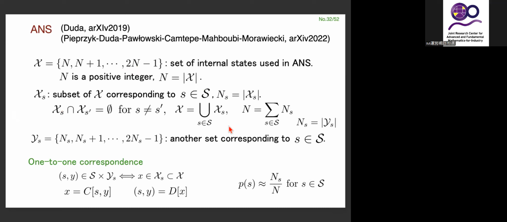And the union of all X_s is equal to X. We represent the size of X_s by n_s. Then from this relation, we have this relation. And we select n and n_s that satisfy this relation for every s.